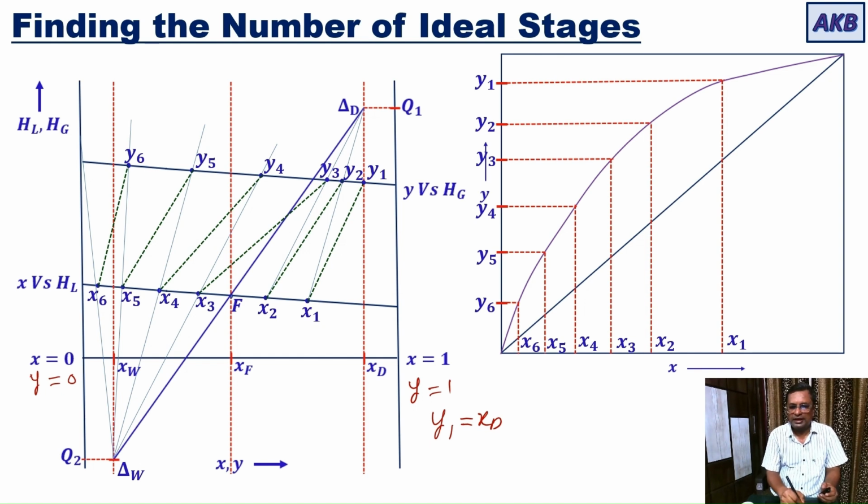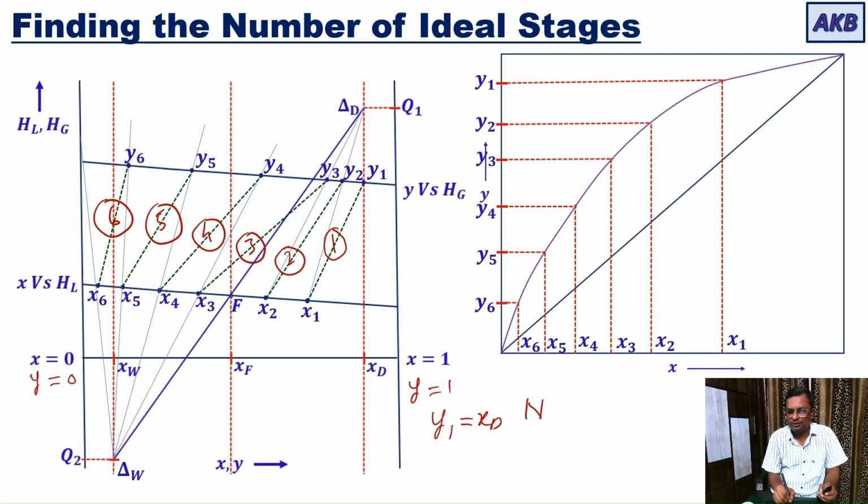Those tie lines, let us count this as number 1, 2, 3, 4, 5 and 6. So in this particular example, there are 6 stages. Number of tie lines is equal to number of ideal stages. And one out of those ideal stages will be the reboiler. So for this particular example, number of ideal stages, if I denote it by Ni, these are 6.